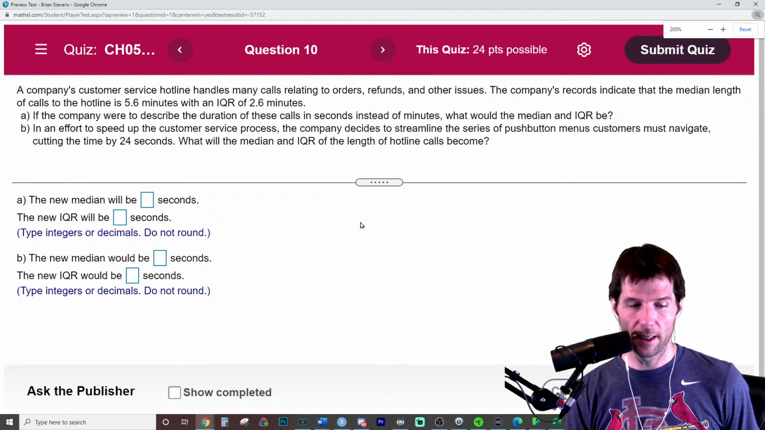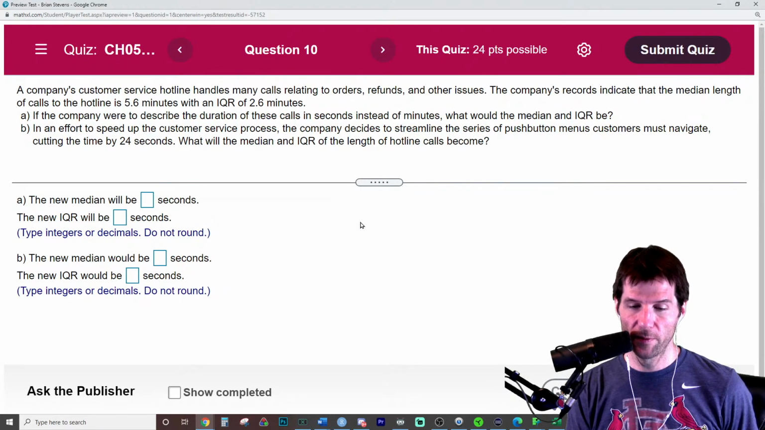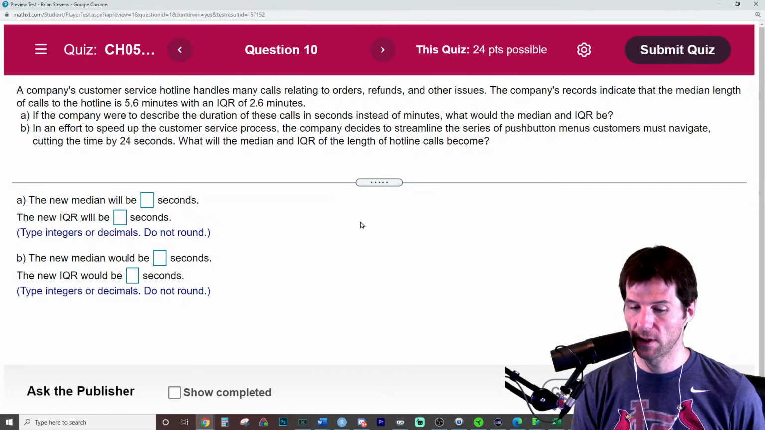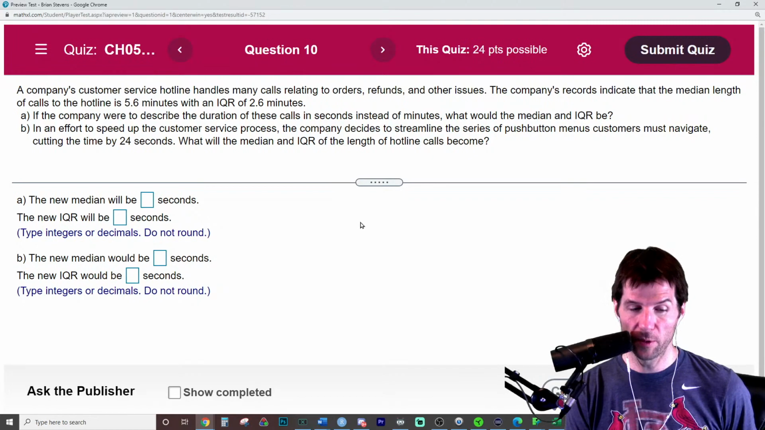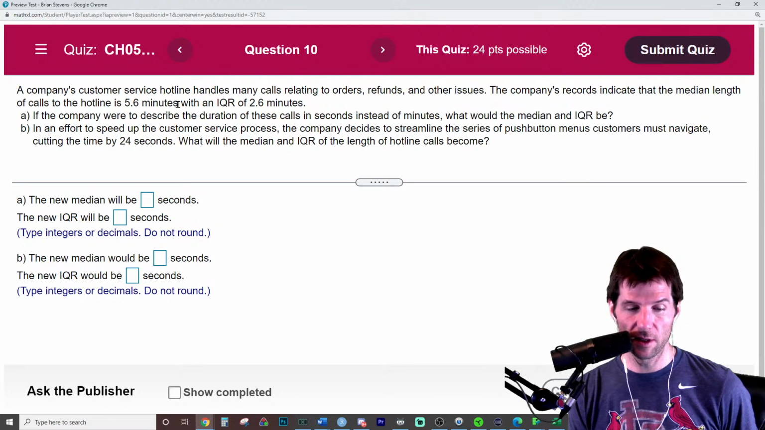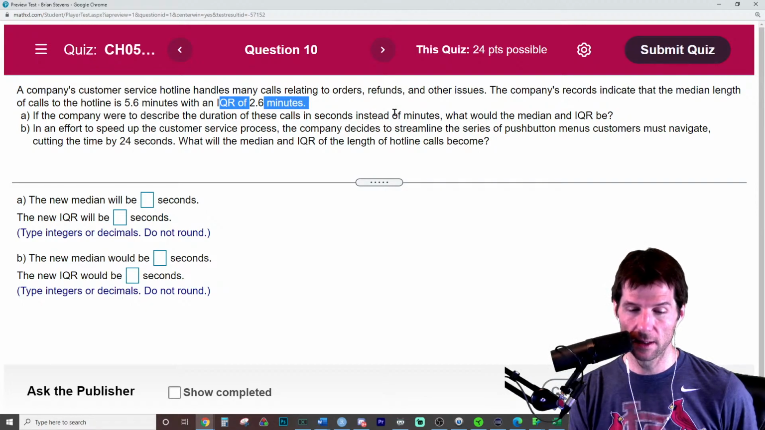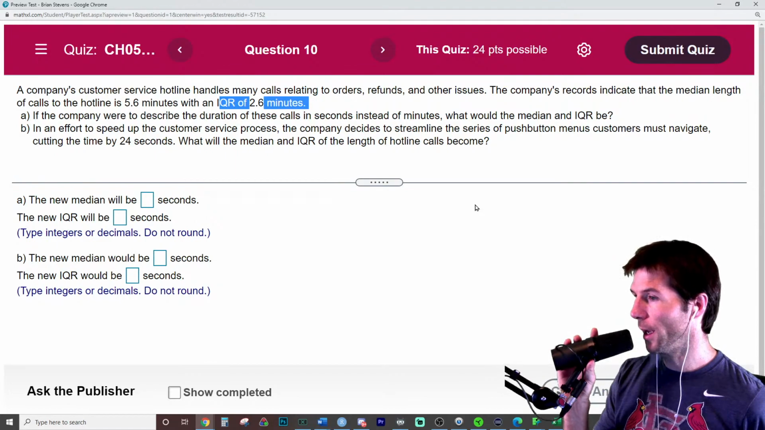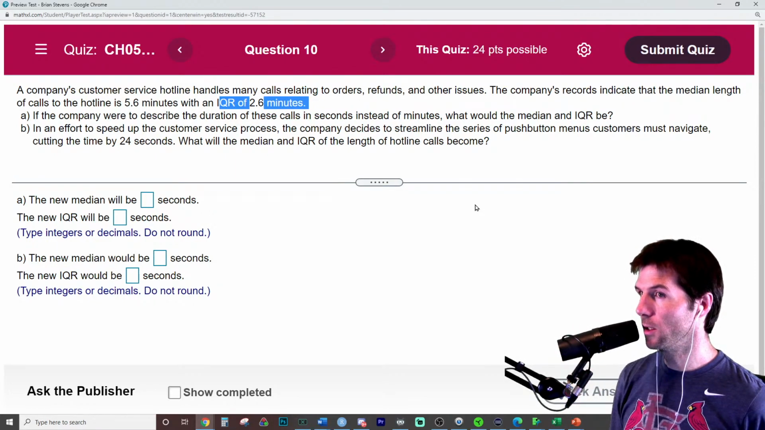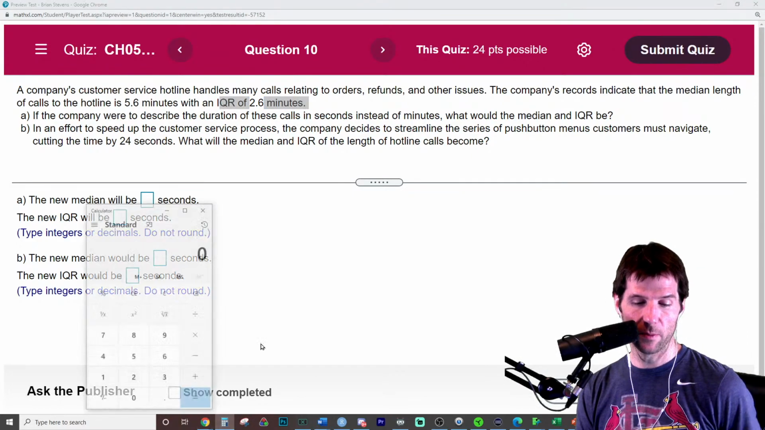A customer service hotline handles many calls related to orders, refunds, and other issues. The company records indicate that the median length of calls to the hotline is 5.6 minutes with an IQR of 2.6. So this right here is the 50th percentile, and this is the range of the middle 50%. If the company were to describe the duration of all these calls in seconds instead of minutes, what would the median and IQR be? We know it took 5.6 minutes, so what is 5.6 minutes in seconds?